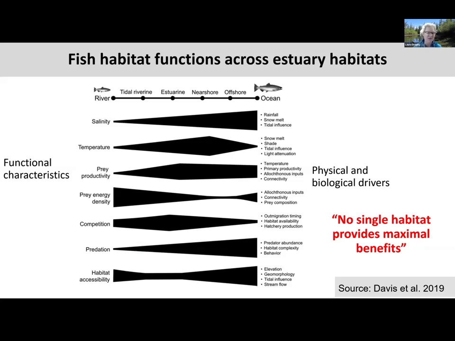The authors, though, given all these ranges of different functions across different habitat types, conclude no single habitat provides maximal benefits.